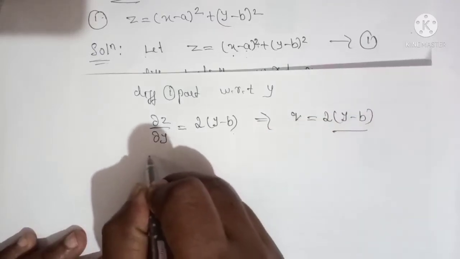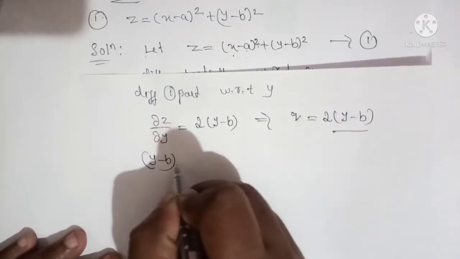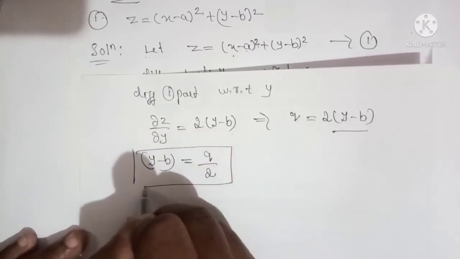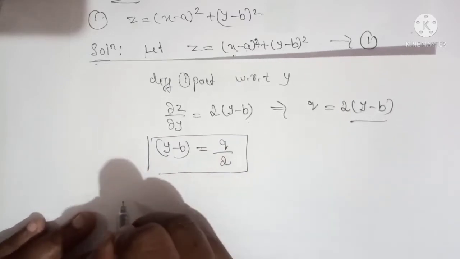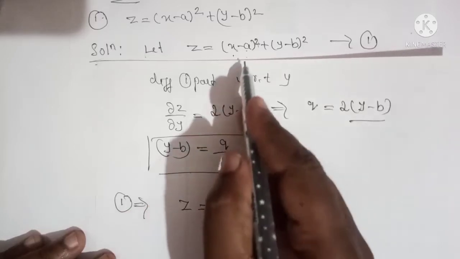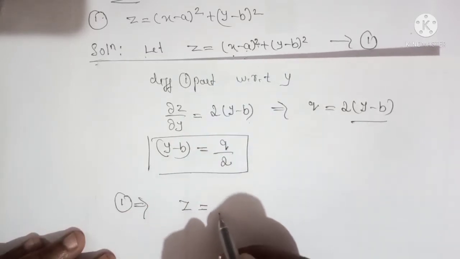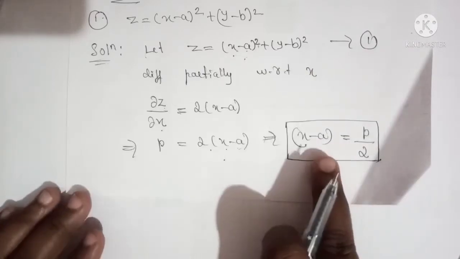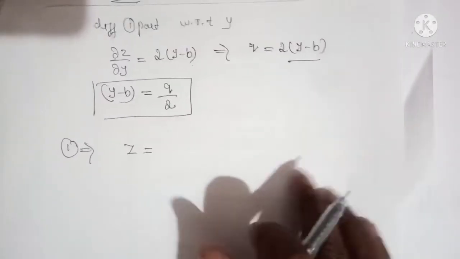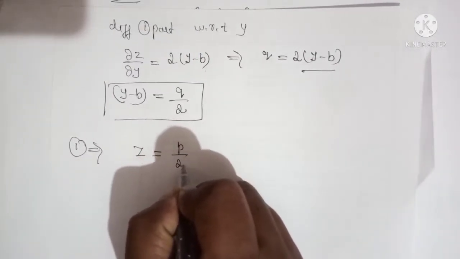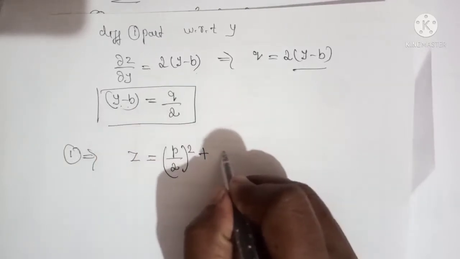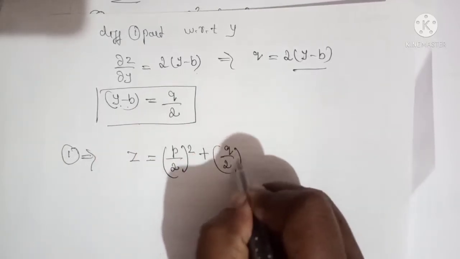Or you can separate this y minus b itself. Y minus b value will be q divided by 2. Again substituting this value in the given equation 1. So equation 1 now becomes z as it is, x minus a whole square. X minus a means we got p divided by 2, so it is p divided by 2 whole square, plus y minus b value is q divided by 2 whole square.